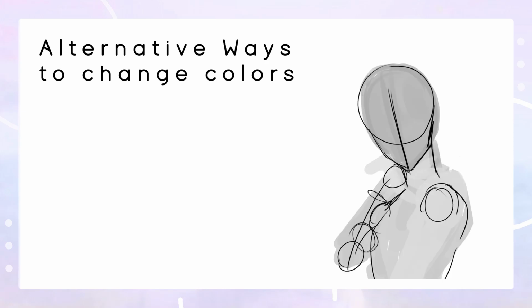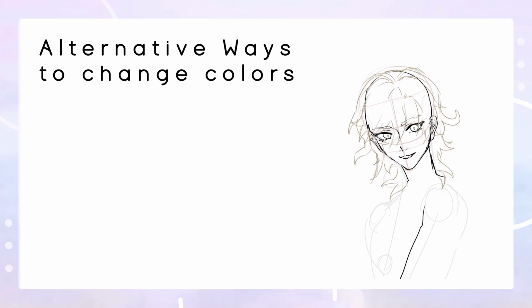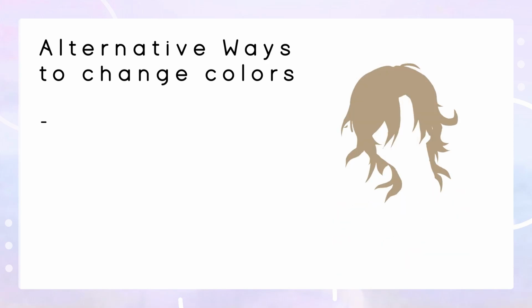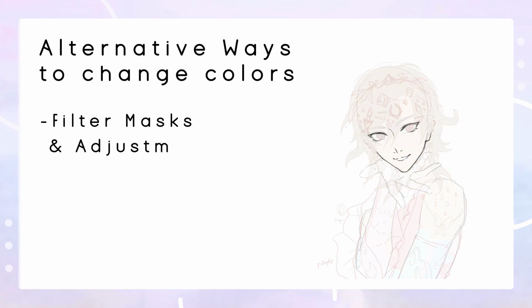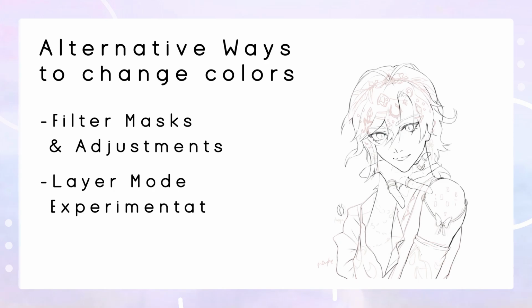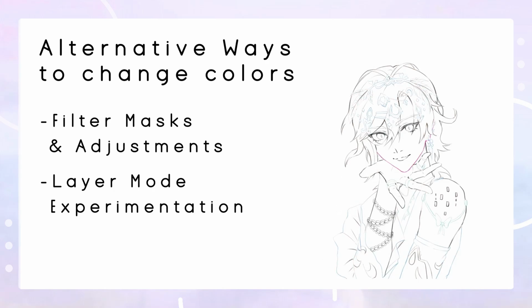If you want to explore color palettes in your own art but don't want to repaint everything manually, here are some alternative methods you can try. Use HSV filter masks, curves and levels to tweak colors. Try overlaying multiple layers for shadows or using layer modes like hue, screen, burn and saturation to adjust colors.